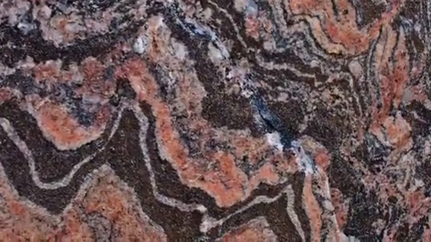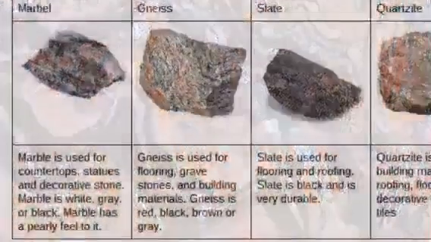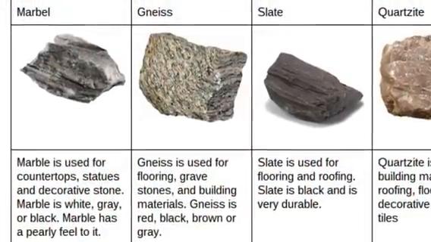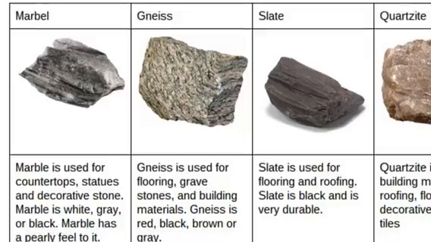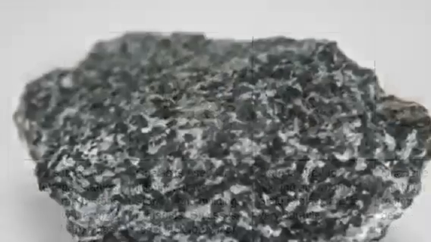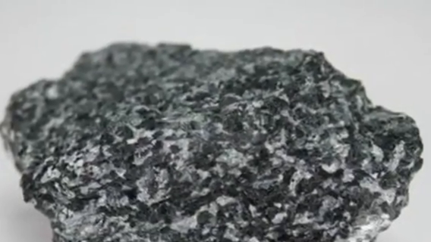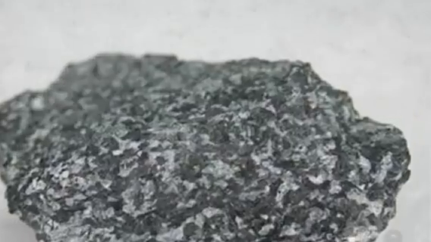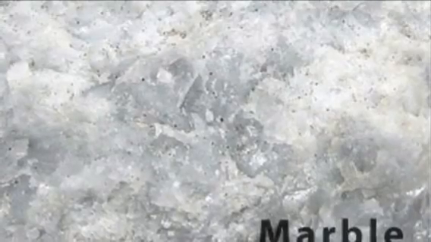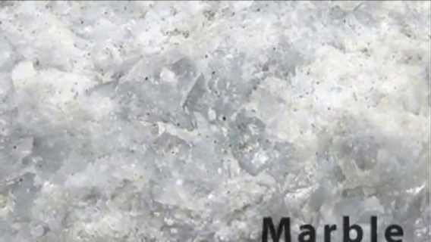The term metamorphic means to change form. Changes in temperature and pressure conditions cause the minerals in the rock to become unstable, so they either reorient themselves into layers, which is called foliation, or recrystallize into larger crystals, all without undergoing melting.